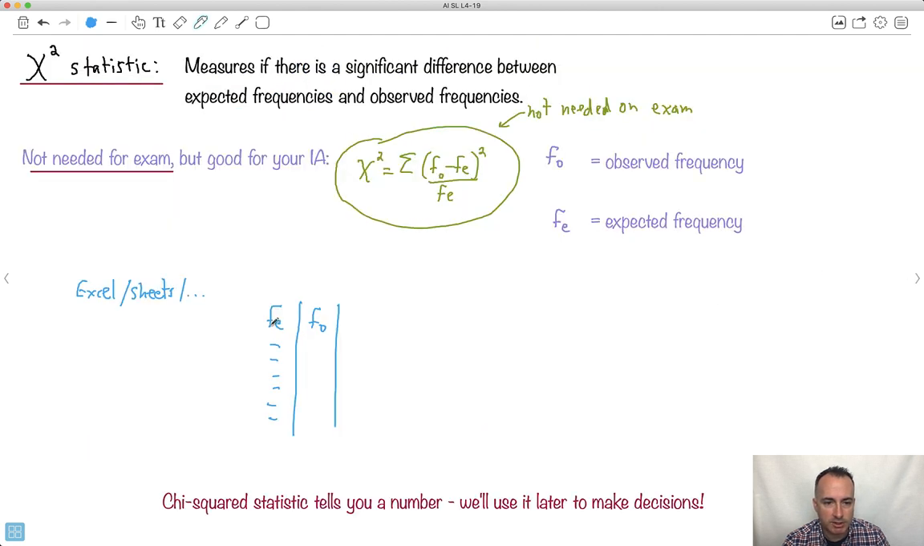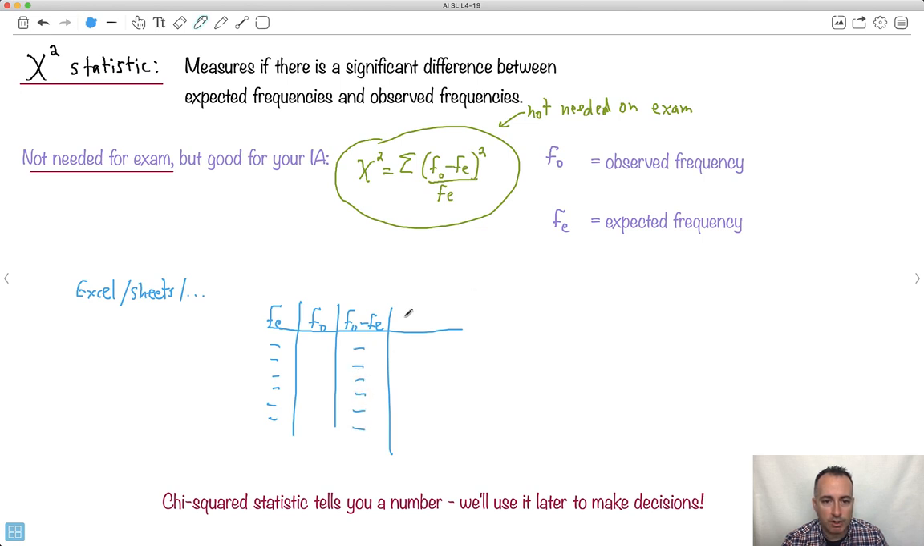So imagine you put those in. You get them all. Well, then what you have to do is maybe you do FO minus FE. You do a column that's just that. Wouldn't that be easy? You say this equals just this minus this, and you get all your values here.